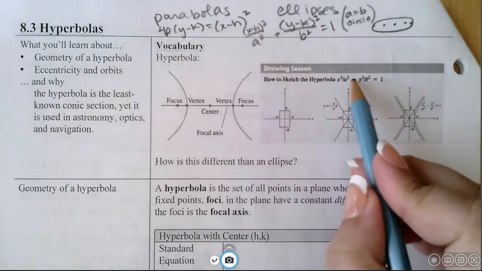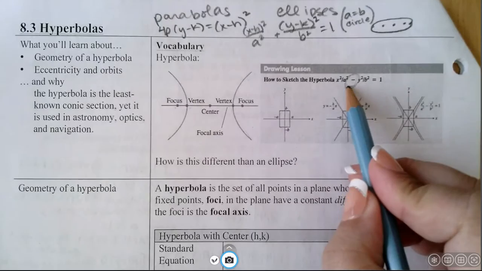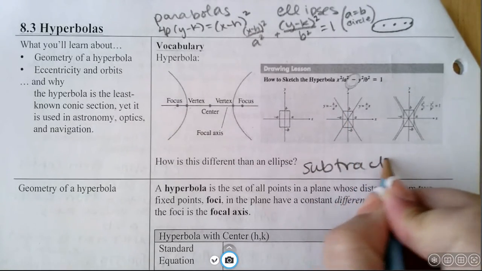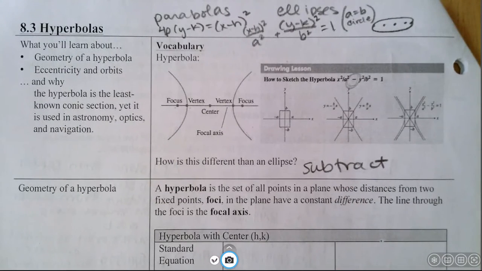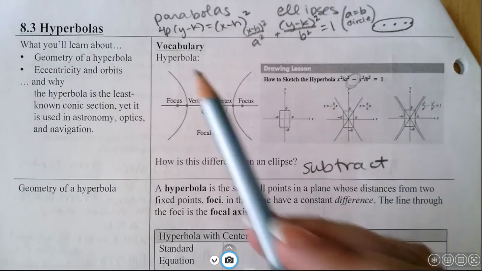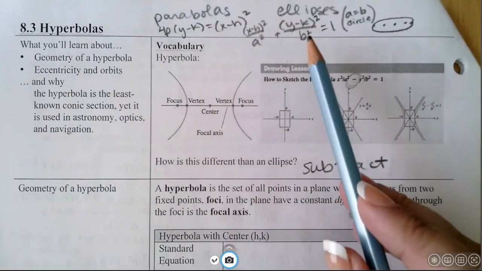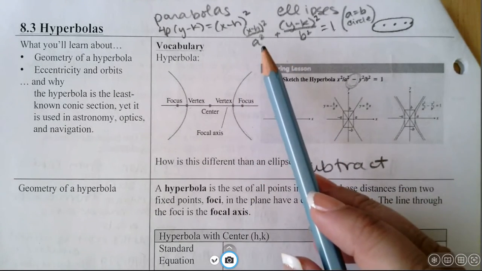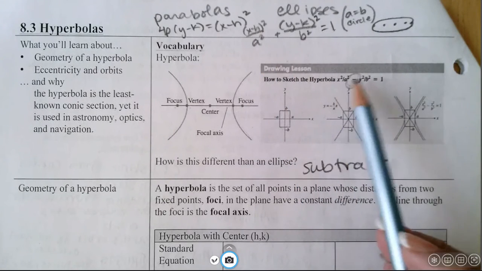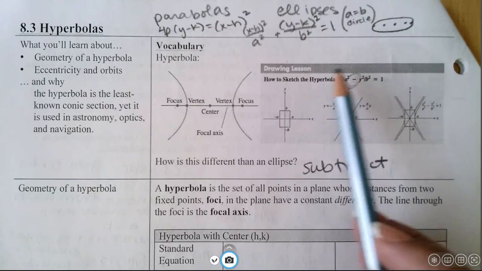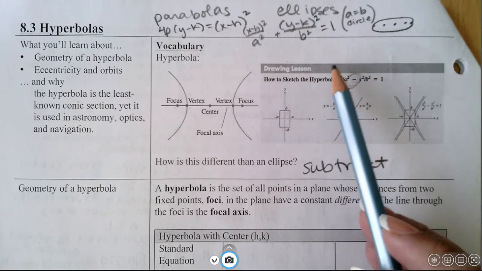And the difference of how we can tell them by the equation is that subtraction sign. So now we're looking at what happens if I subtract the terms instead of adding them, and that is how we get a hyperbola. So the key things to look for to tell these equations apart: a parabola, only one of the variables is squared. An ellipse, they're both squared and added together. A hyperbola, they are both squared but subtracted.